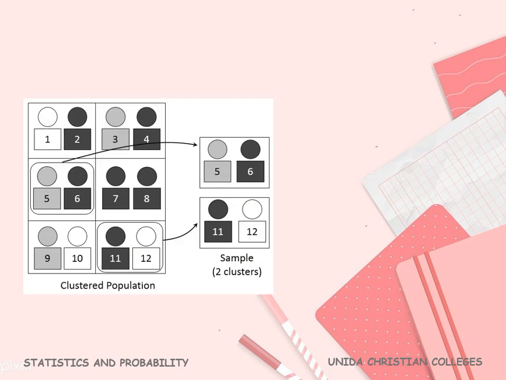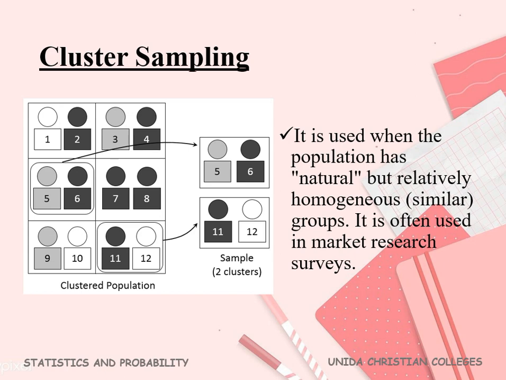So now, last, under the probability sampling, we have the cluster sampling. Andiyan na mismo sa name niya or sa type niya: cluster, clustering, per cluster. So it is used when the population has natural but relatively homogeneous or similar groups. It is often used in market research surveys. So ito na yung mga pangmalakihang research study, or malaki talaga yung kanyang magiging population.